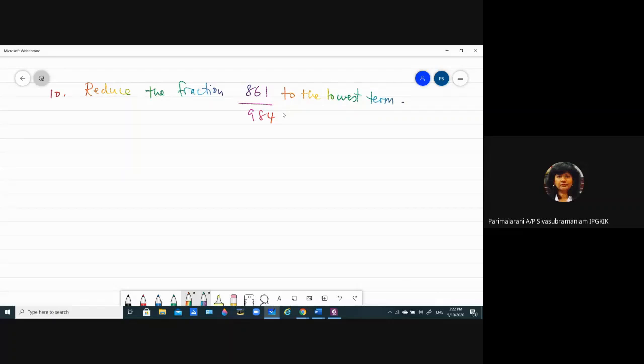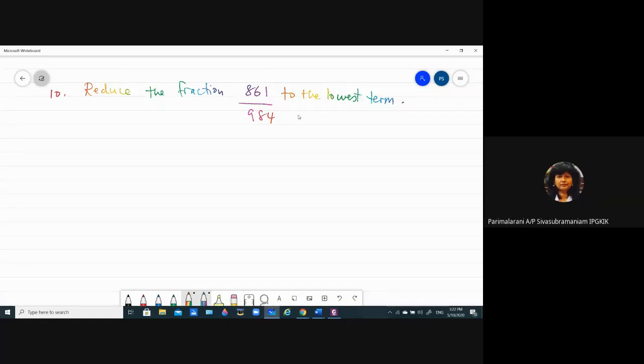Okay, so reduce the fraction 861 over 984 to the lowest term. That means they are asking you to simplify this fraction. So how are you going to simplify this fraction? Normally, what do you do when you simplify a fraction? Divide. You divide, right, by a common factor.